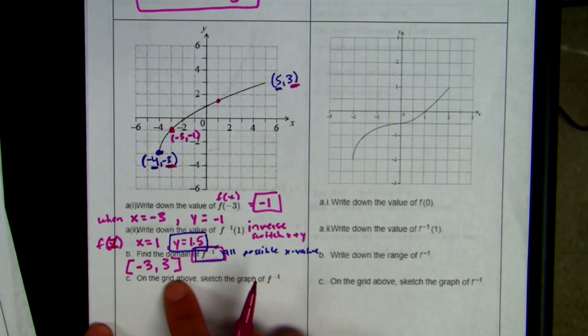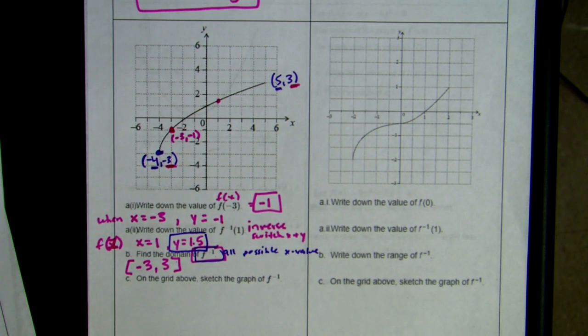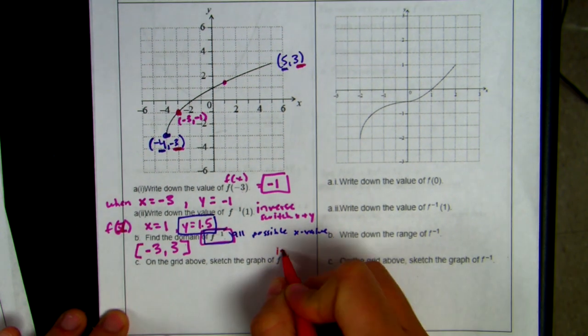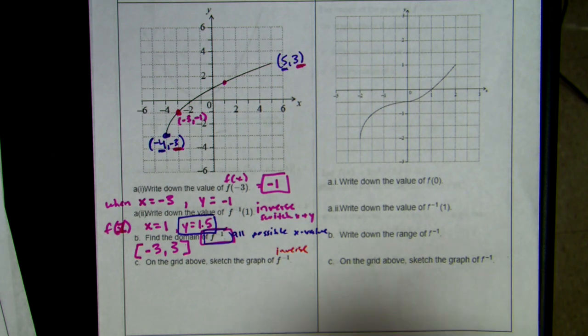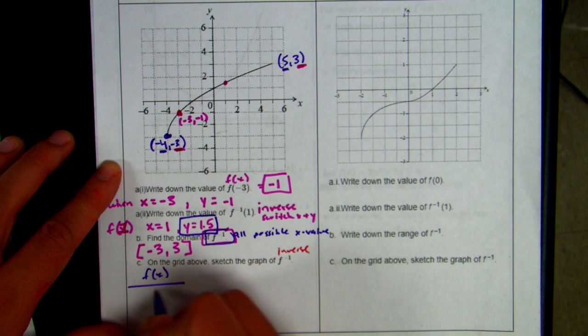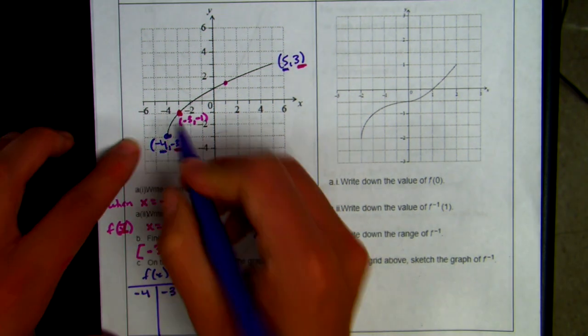We're going to be able to see this on this last question. Let me grab one more color for this one. This one says, on the grid above, sketch the graph of f to the -1. So sketch the graph of the inverse. Inverse means my x and y values are flipped. So I'm going to write what our actual function's x and y values are. We see we have -4, -3.